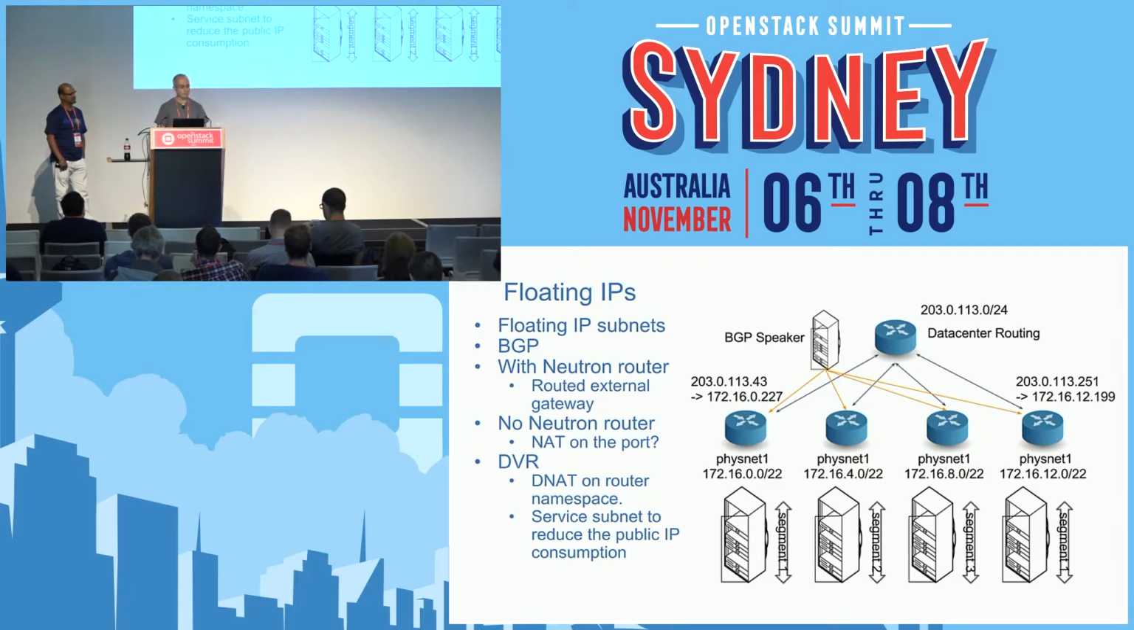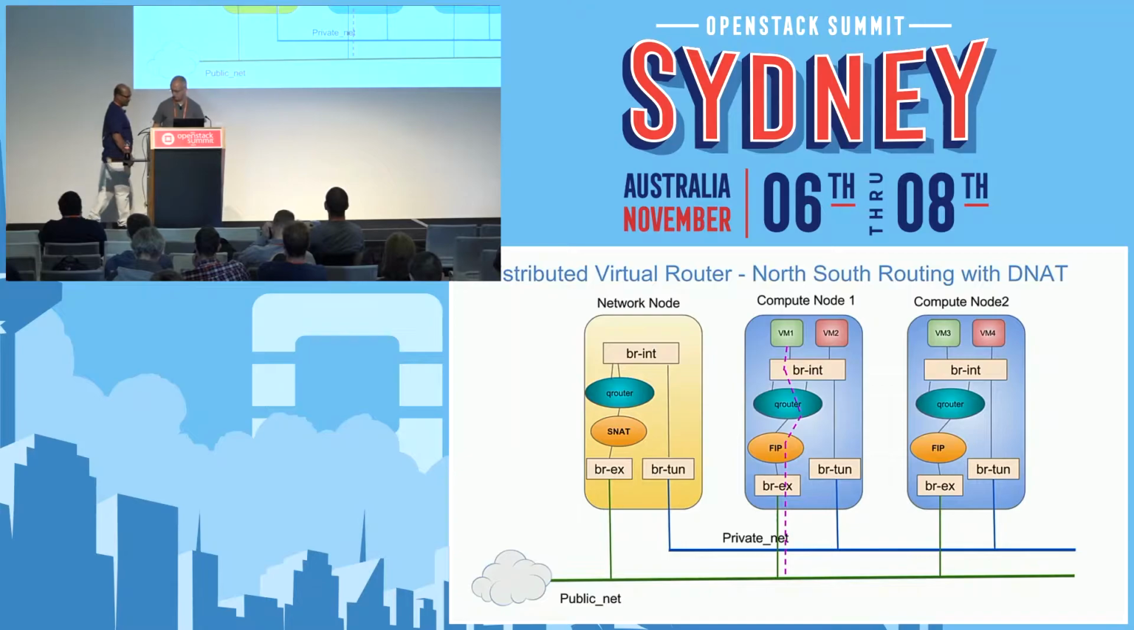And we are going to use DVR to enable routing and the NATing of those floating IPs inside Neutron. So at this point, I think everyone might be aware of the DVR architecture by now.